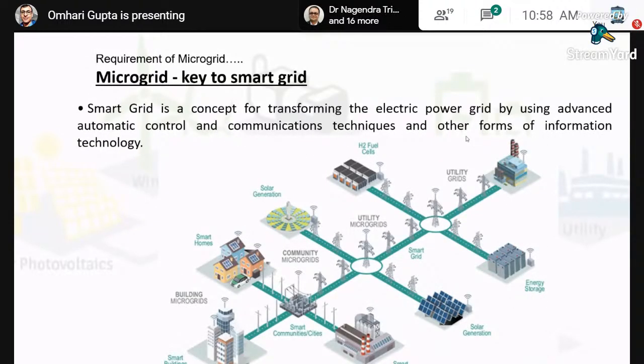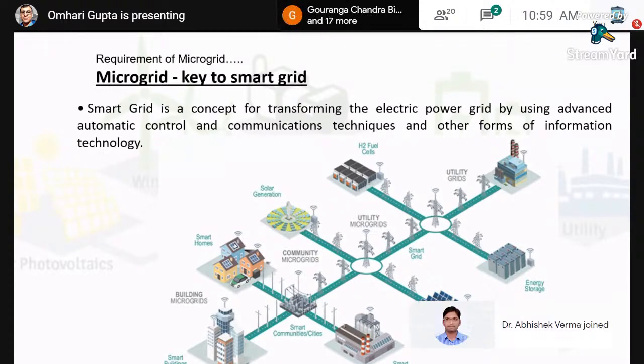Obviously, this microgrid is key to smart grid. As you can see in this diagram, there are several buildings. Those buildings are smart buildings. You may have smart homes where you can install solar-based generation at the rooftop, and all the generation and load information will be shared with the utility.